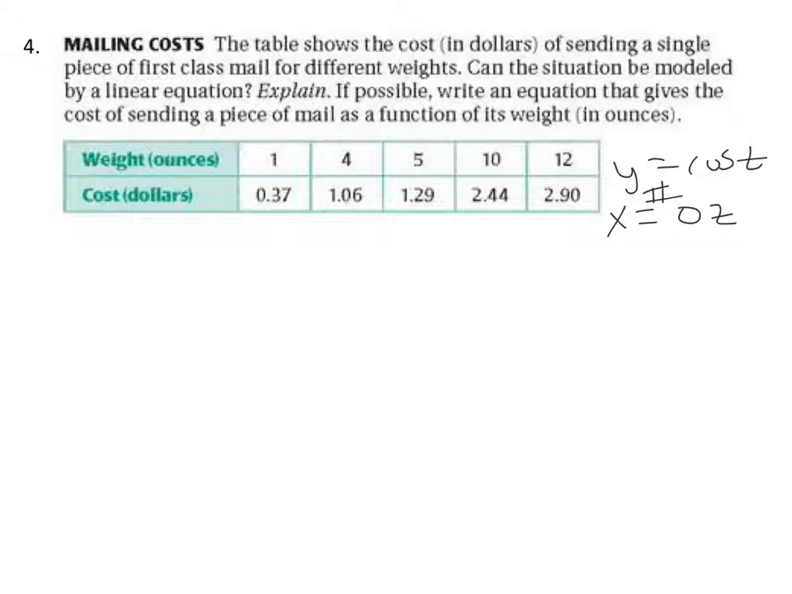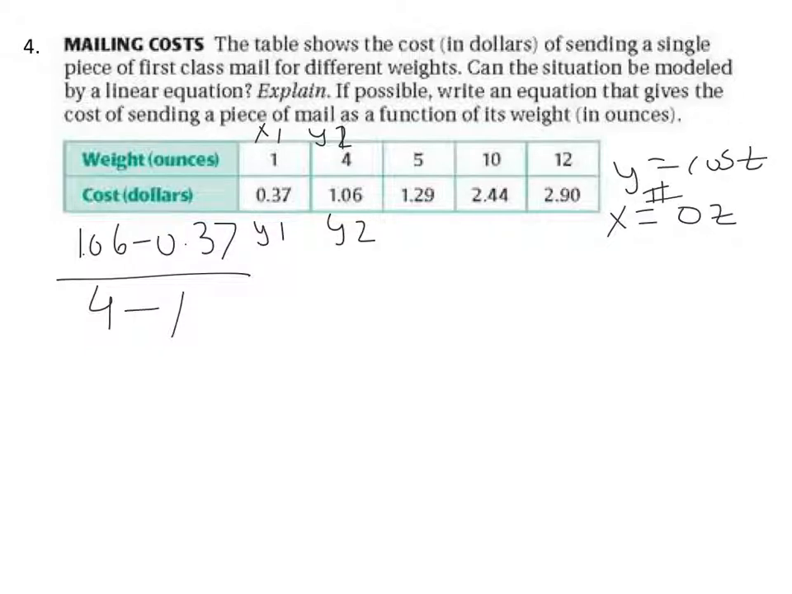So this is what we need to do. (1.06 minus 0.37) divided by (4 minus 1). What I'm doing is calculating the slope. Here's x1, x2, y1, y2. Again, these are the first two x's and the first two y's. So I'm just calculating the slope. So you would get 0.69 over 3, which is 0.23.